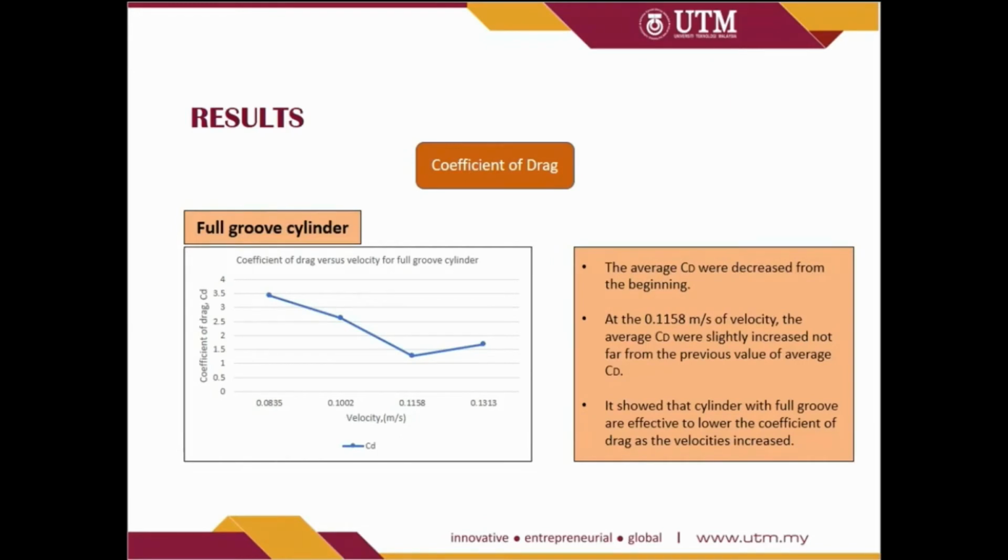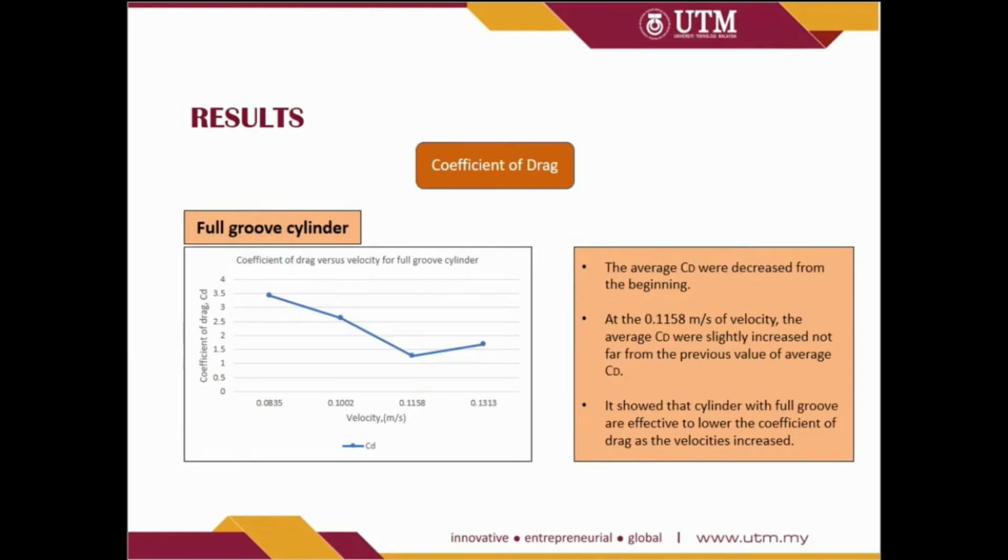First, the coefficient of drag for the full groove cylinder. The average coefficient of drag decreases from the beginning effect of the water when it reaches the groove part. At 0.1158 meter per second of velocity, the average coefficient of drag slightly increases, not far from the previous value of the average CD as the velocity increases. It shows that cylinders with full groove are effective to lower the coefficient of drag as the velocity increases.